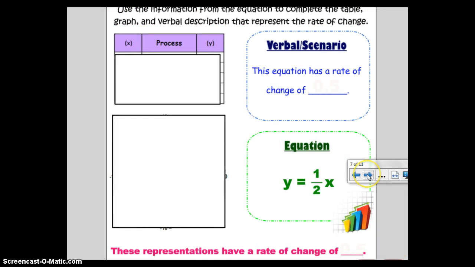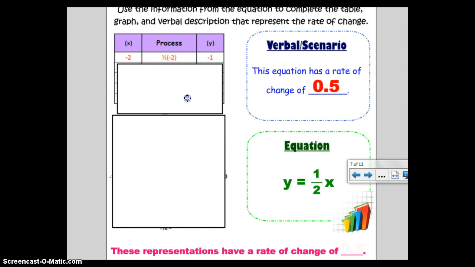As you flip your sheet to the back side, our first question gives me an equation of y equals 1/2 x. In an equation, your rate of change is called the coefficient, which is the number or fraction in front of the variable of x. So this equation has a constant rate of 1/2, or 0.5. I will use this information to fill in my table.